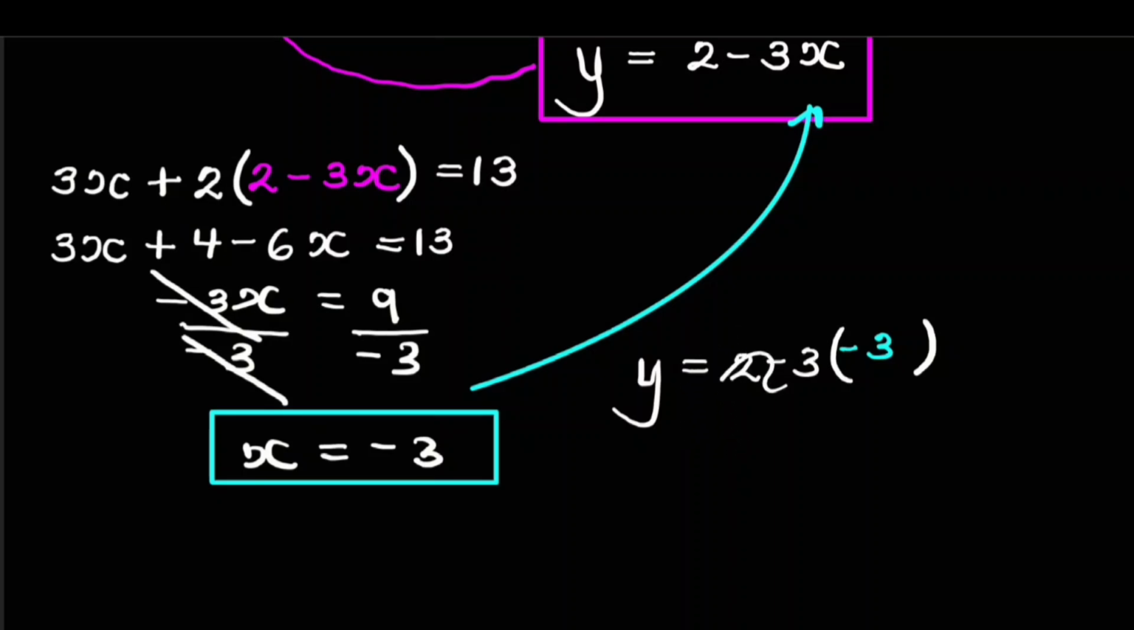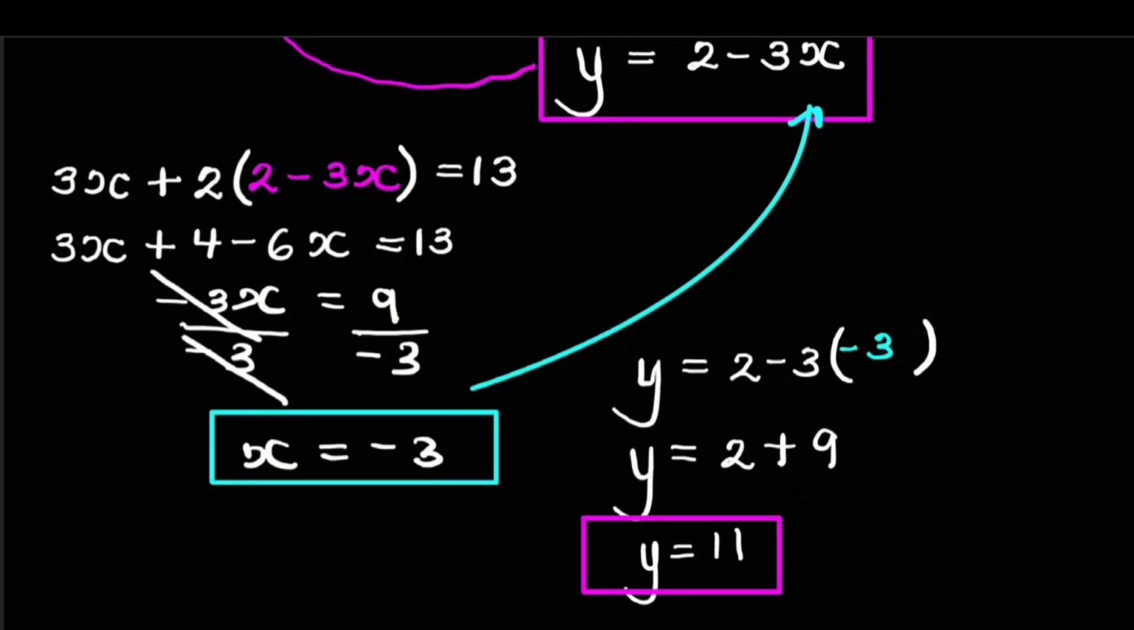That gives you y is equal to 2 minus 3 into negative 3. Firstly, let's simplify. Negative 3 times negative 3 is positive 9. And 2 plus 9 is 11. So that is the answer for y.